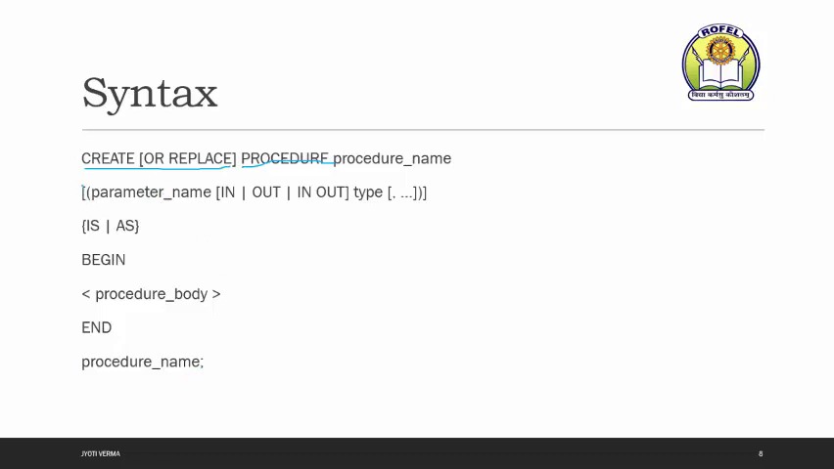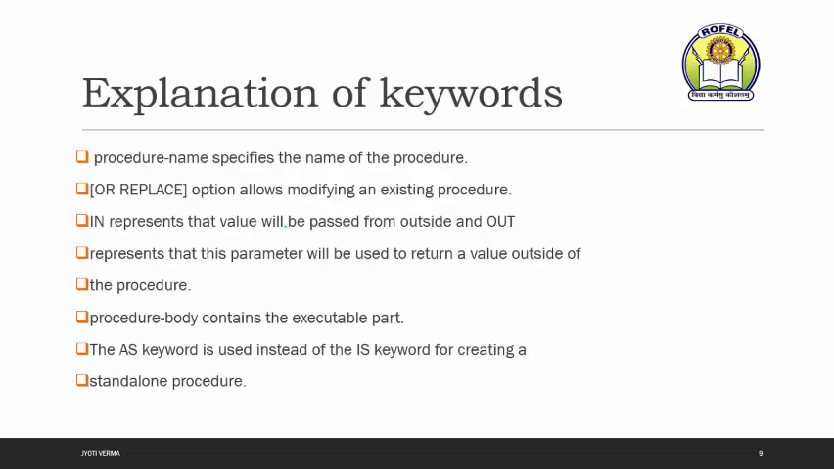Now whatever I have written within this square bracket means what? The things are optional, they are not the compulsory part. So I'll explain these keywords one by one. Procedure name means the name of the procedure which we are going to create. Or replace means what? It is always a better idea to write create or replace. Every time you make changes, the procedure which you are creating will get replaced. A new procedure will not be created every time you modify the program and save it.